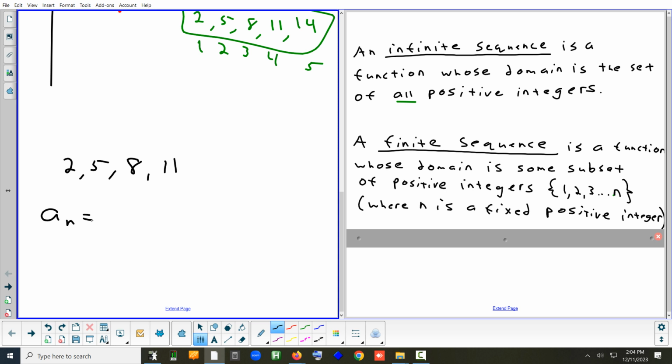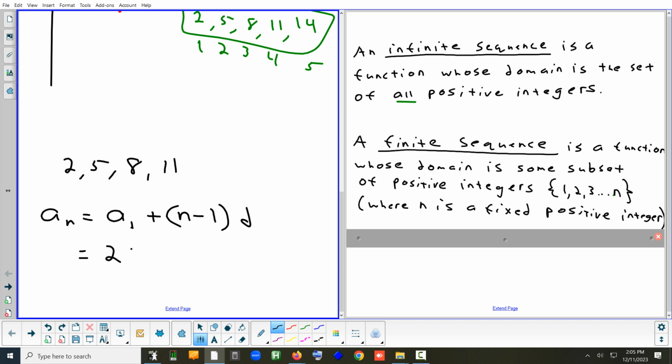What did it say the formula was? A sub... That formula we just wrote down? A sub 1 plus n minus 1 times d. Right. So what's the first term in this sequence?